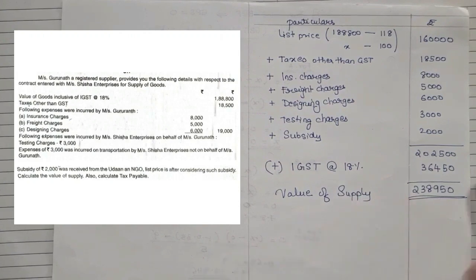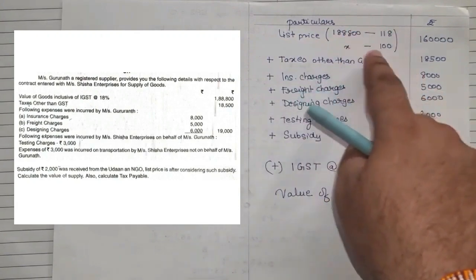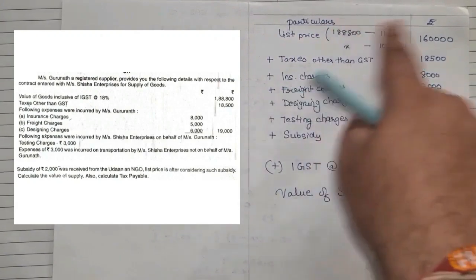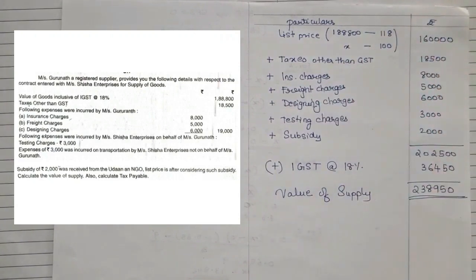Okay, so this was the very first sum in which the list price had GST inclusive. So we'll have to remove the GST. This is the method to do that, and thereafter we have to just go as per the format. So this was the very first sum. Okay, I hope everyone has understood that.